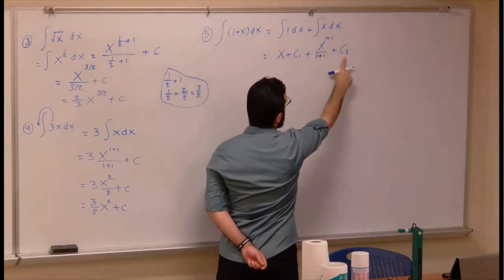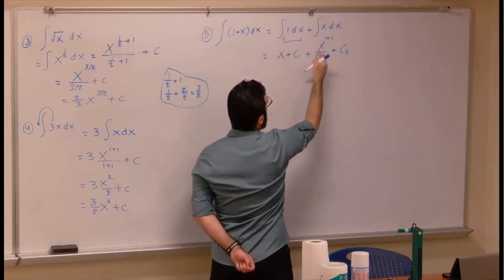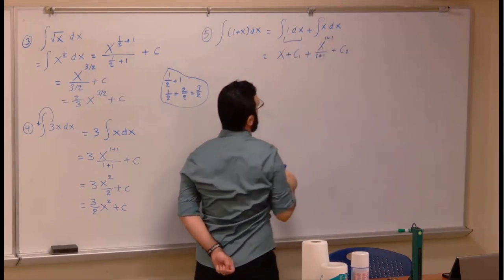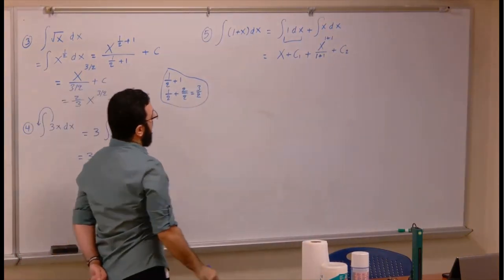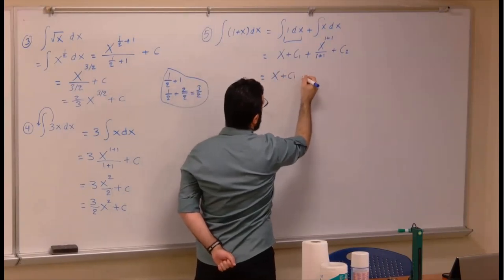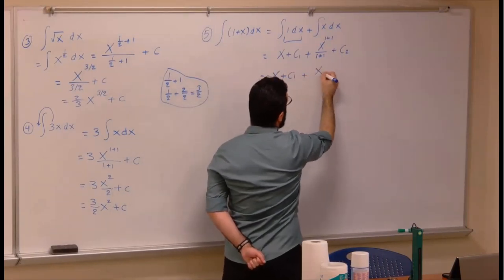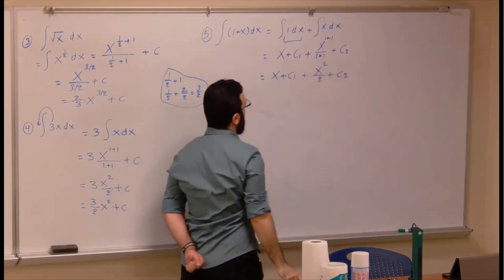And you see c1 and c2 because we find the integral for this part, and we're going to find the integral for the second part. So I have to add two different constants. In this case, this one is going to be x plus c1 plus x squared over 2 plus c2. But let's check.